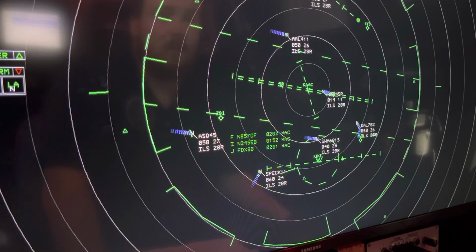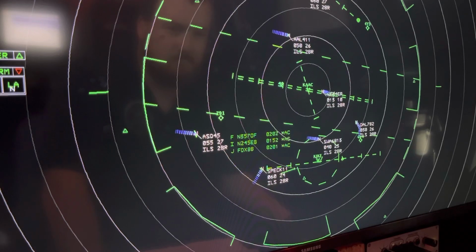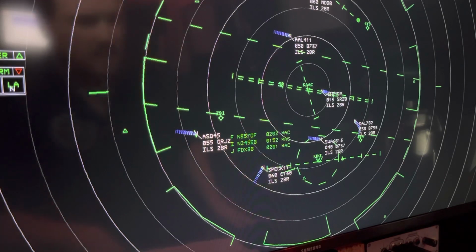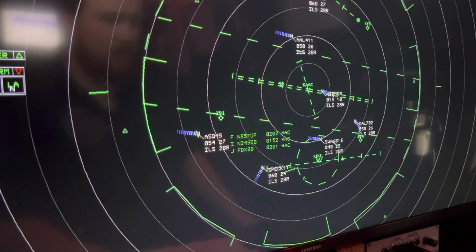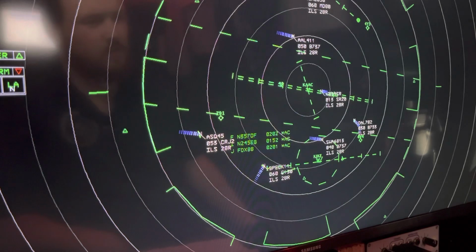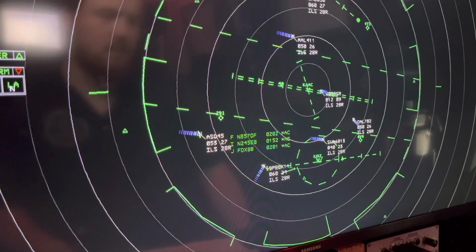Fly present heading. So, what I usually tell people to do as a standard pattern, like Delta 782, when you're 7 miles from Woody, maintain 3000 until established on the localizer, cleared ILS runway 28 right. This is the 15 miles from the runway.